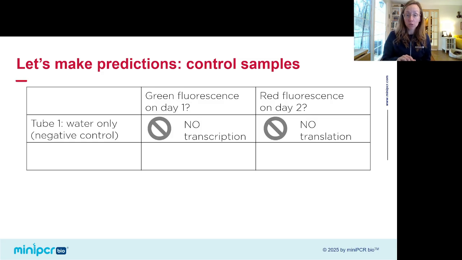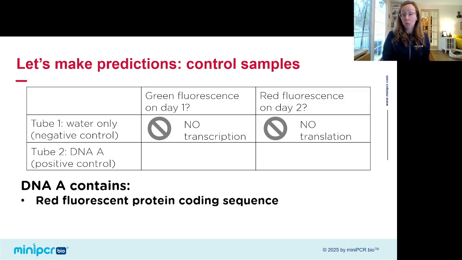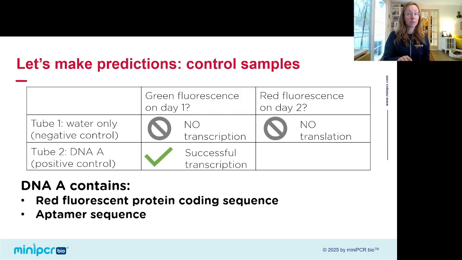Now, what about tube 2? We added DNA A to tube 2. Again, that's our positive control. And DNA A contains the red fluorescent protein coding sequence and then the aptamer sequence that produces green fluorescent RNA. So in a few minutes, should we see green fluorescence in tube number 2? We should. Yeah, all the components are there for that to happen. How about tomorrow, if we look back at our samples in tube 2, should we see red fluorescence? We should, yes. All the components are there for successful translation and production of that mature red fluorescent protein.